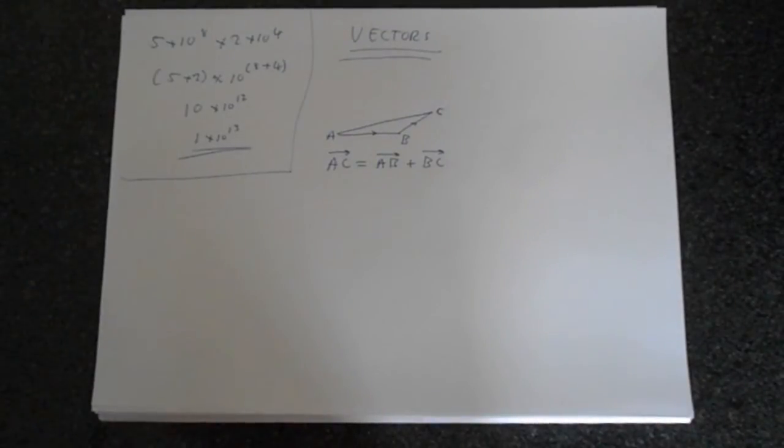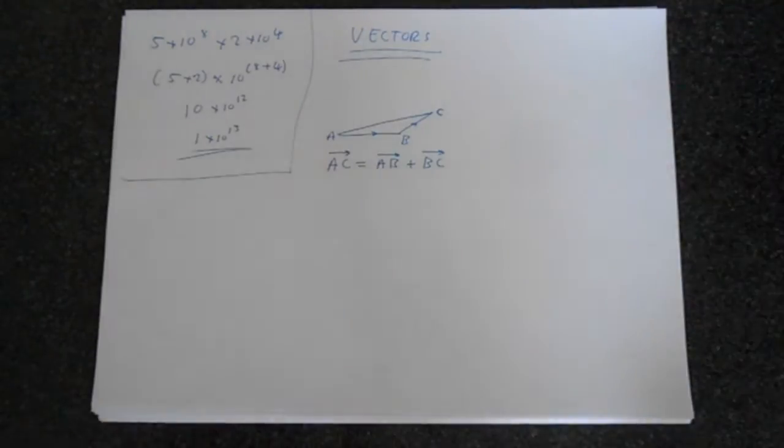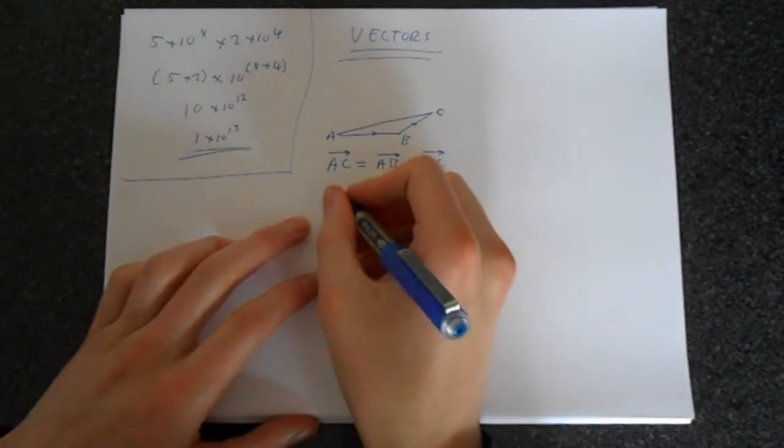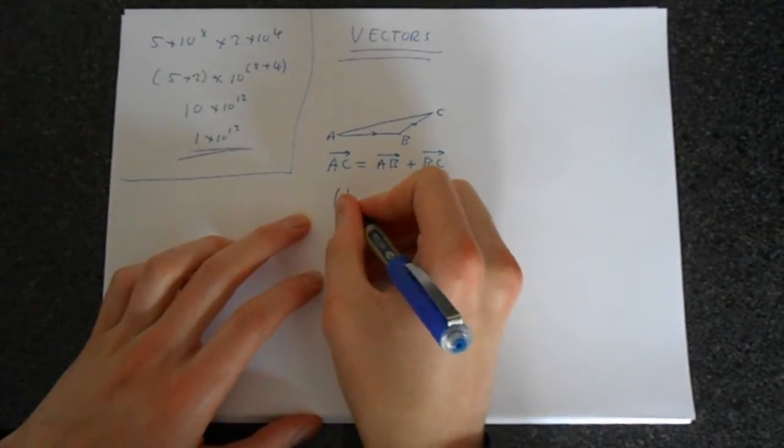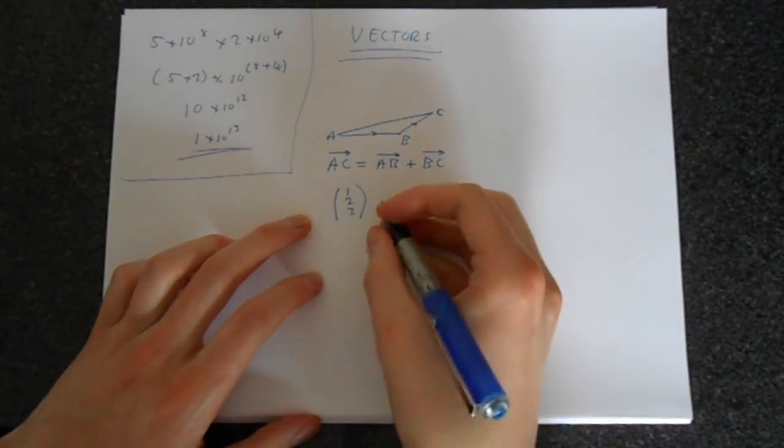Also, you've got to be able to do operations. So we have things like, say, 1, 2, 3. This is how you write vectors. This is the x component, y component, and the z component.